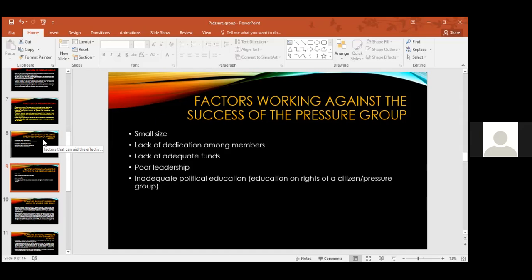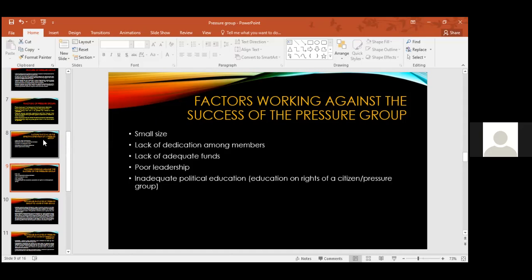Number two, lack of dedication among members. For example, let's say a group of 10 are all working together to achieve the goal, and then 6 of them are not even working at all. It's only 4 people that are working. That group will not succeed. They won't move forward. So lack of dedication is one of the things that affects a pressure group.